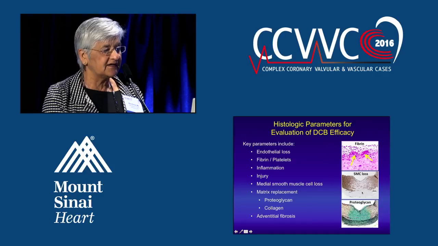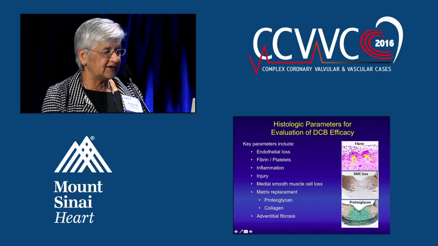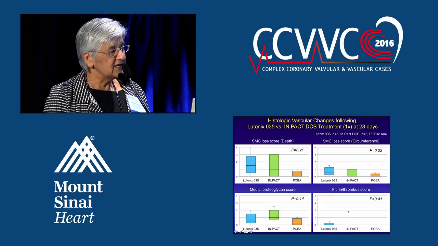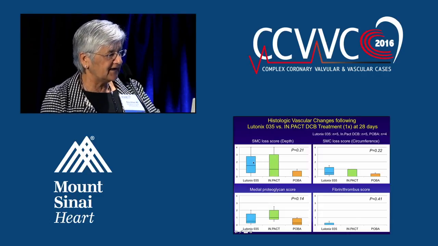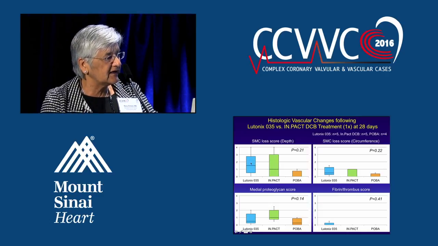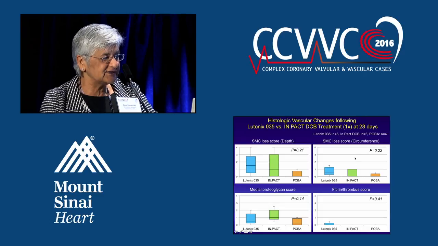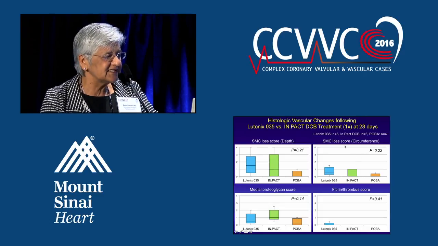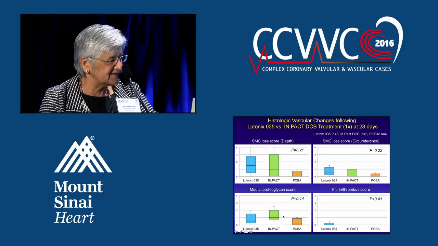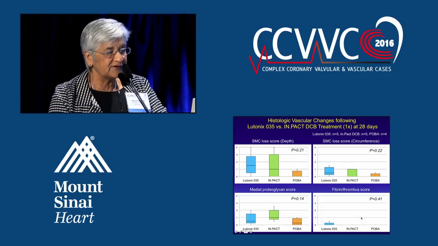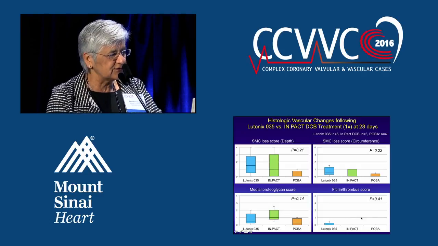As you can see here, this is the smooth muscle cell loss area. Smooth muscle cells are staining brown. Where there's absence, you can see. And you're looking for proteoglycans. Overall, you can see a comparison at 28 days in the pig model. You can see smooth muscle cell loss depth, Impact versus Lutonics. You can see here no differences. Smooth muscle cell loss circumferential, no difference. Proteoglycan, no difference. And fibrin deposition is no different.